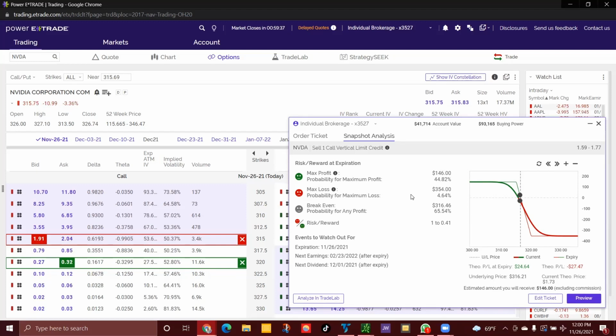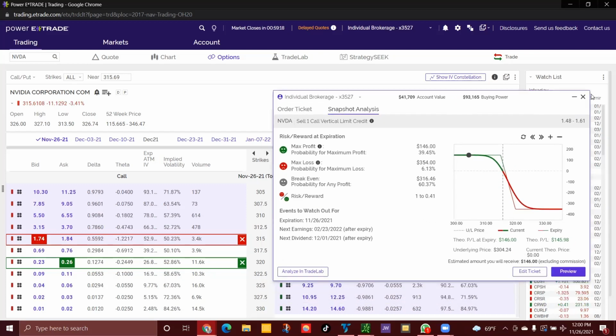So, not really the best risk to reward, but again, this is just for example purposes here. Ideally, when I'm looking for spreads, I'm looking for right around a 1-to-1. That's what I want on spreads, because normally on a spread, what I'll do is I'll back it up.